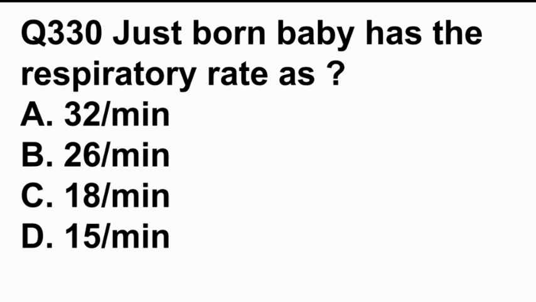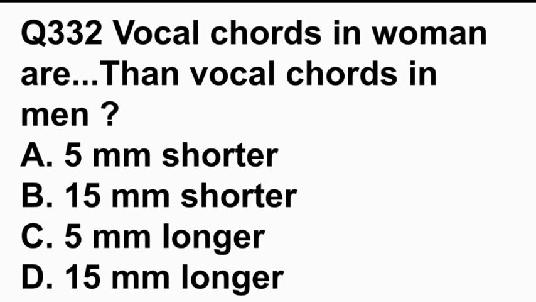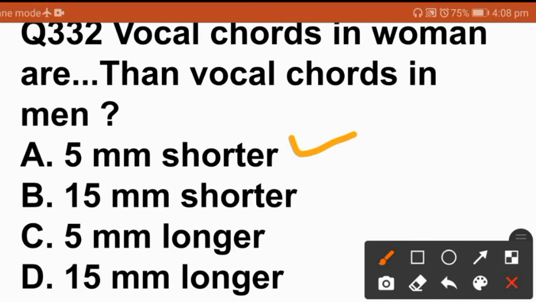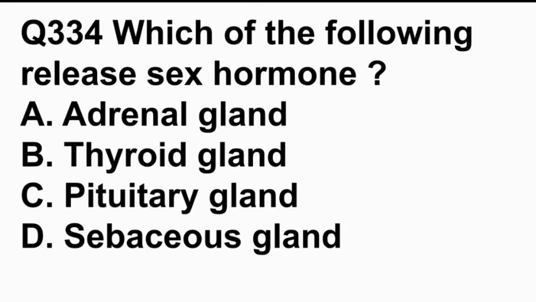32 per minute. During hibernation state, frog respires by which of the following? C. Only skin. Vocal cords in women are blank than vocal cords in men. A. 5 millimeters shorter. In which of the following part of the cell does the pyruvic acid break down into carbon dioxide, water and energy? C. Mitochondria. Which of the following releases sex hormone? A. Adrenal gland.